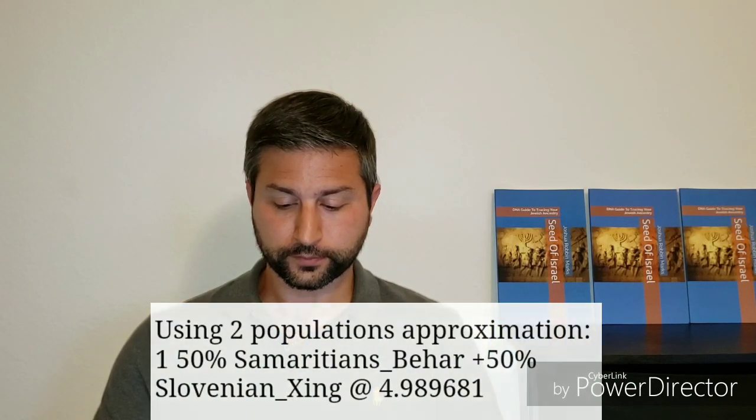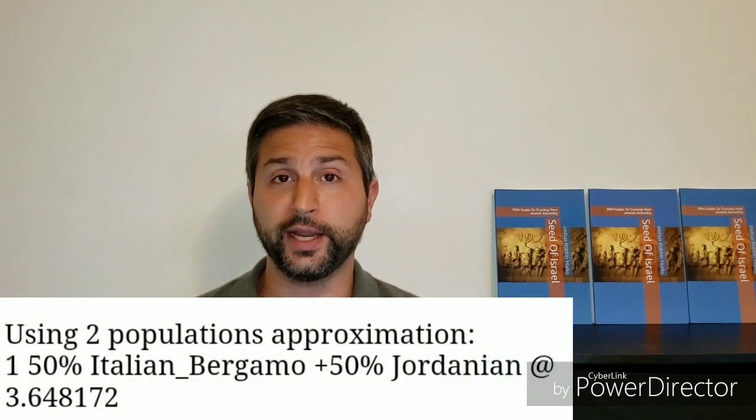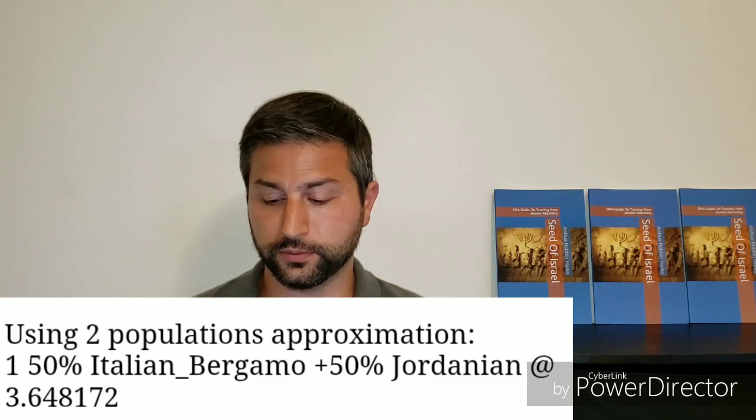There are other two population approximations, such as 50% Italian plus 50% Jordanian. So that's generally what I get. And again, these are just my personal results. I think everyone's going to vary to some degree, but I just wanted to go over that with you.